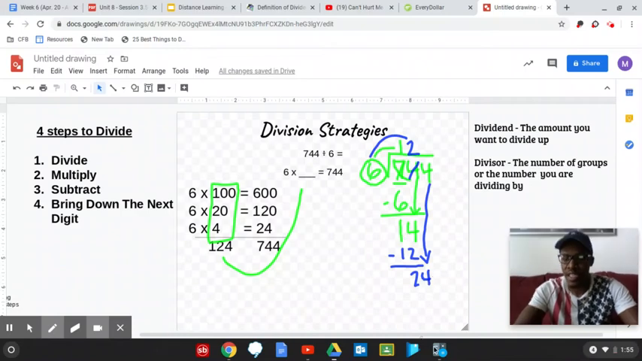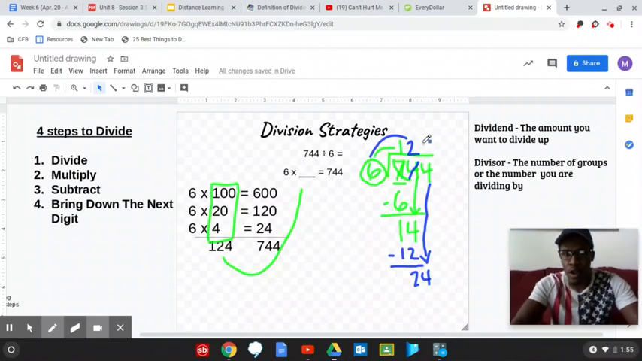How many times does 6 go into 24? 6, 12, 18, 24, 4 equal times. So you put a 4 up here. Remember, on the multiply step, you're taking your divisor and you're multiplying it by whatever number you just wrote. 6 times 4 is 24. Then we subtract. 24 minus 24 equals 0.